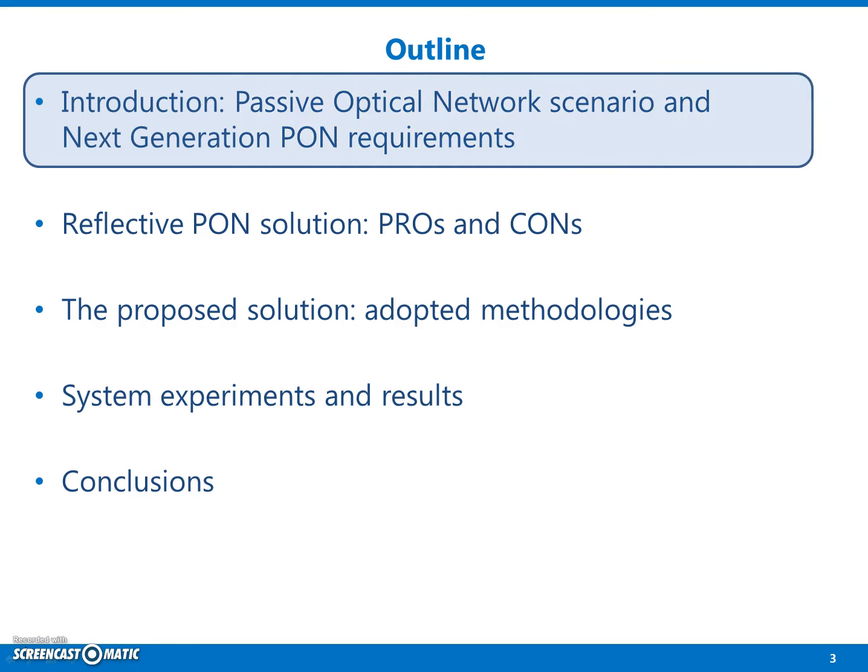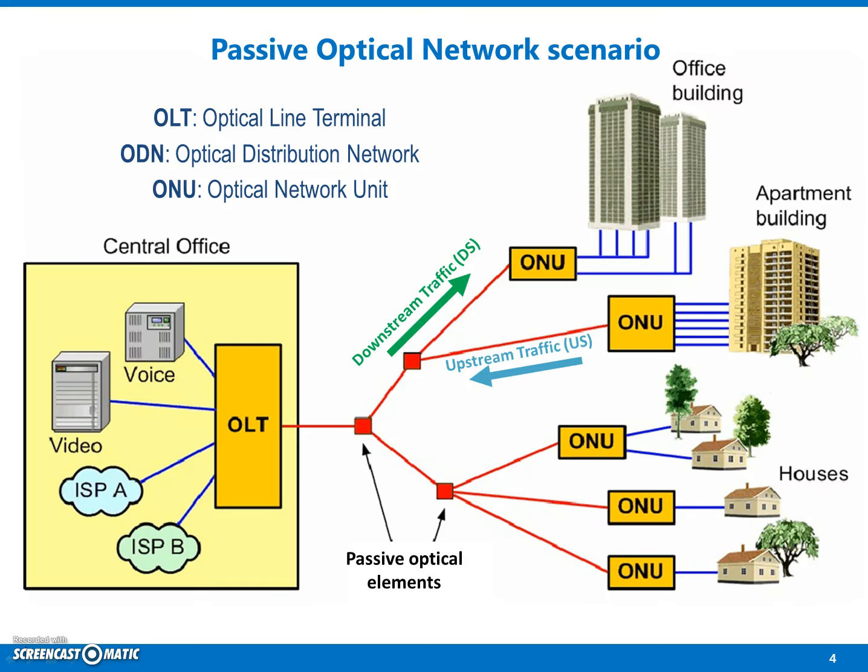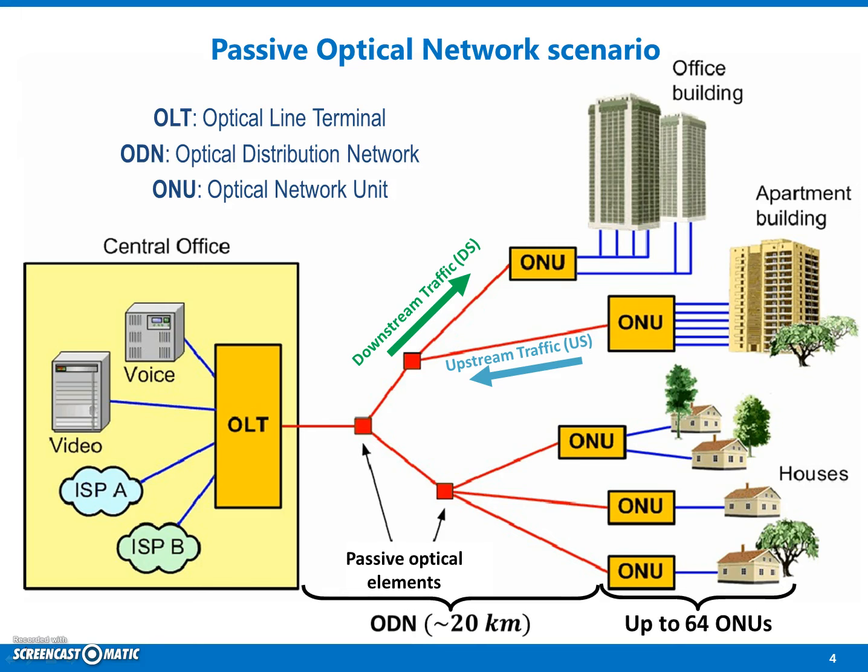Passive optical network, or PON, is a point-to-multipoint tree-like architecture composed of an optical line terminal at the central office side and several optical network units at the customer premises. Along the optical distribution network that connects the central office to the customers, only passive optical elements, so no optical amplifiers or regeneration nodes, are allowed. Today, millions of passive optical networks are installed all over the world.